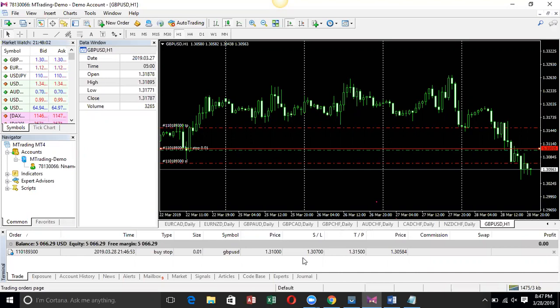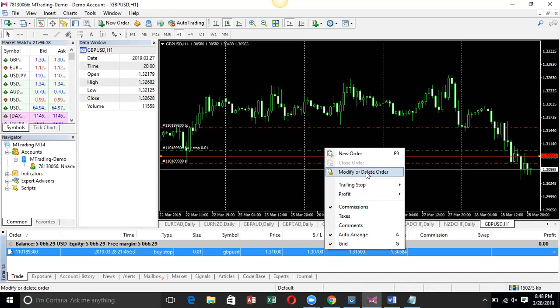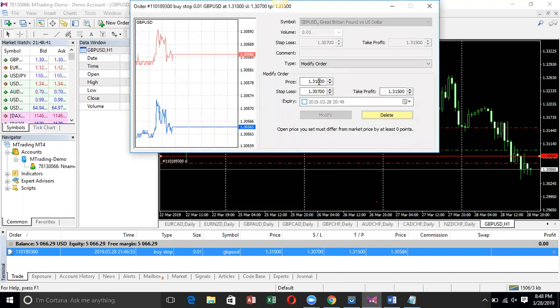We can still modify this trade. The reason for our modification might vary from individual to individual. You can decide to modify your take profit. You can as well decide to modify your stop loss or even the at price itself. Maybe you felt the at price is very far and you want to bring it closer, maybe to 3084. You right click on it, click on modify or delete. You can now change it to 3084.